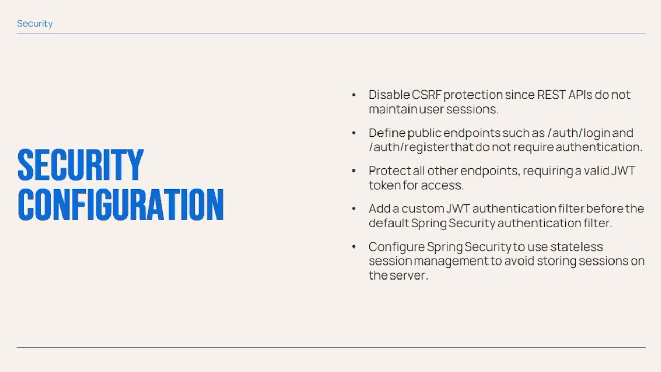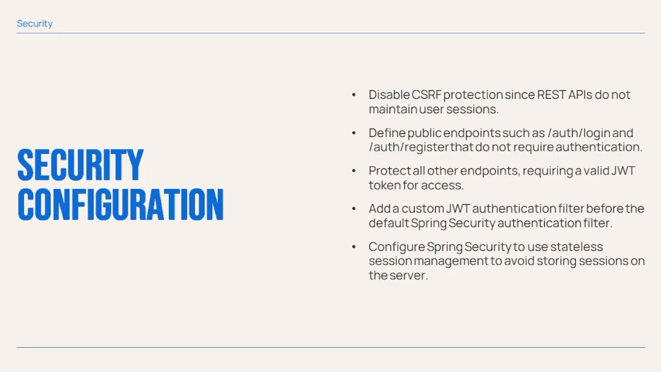Security configuration: disable the CSRF protection. Since the REST API does not maintain any user sessions, this is not required, so we can disable it. Then define the user endpoints such as login and register, which do not require this. Typically for the login, you don't want to apply this JWT, so you can say ignore this, and for the remaining things, for example any resource you are trying to access, you want to apply this token.